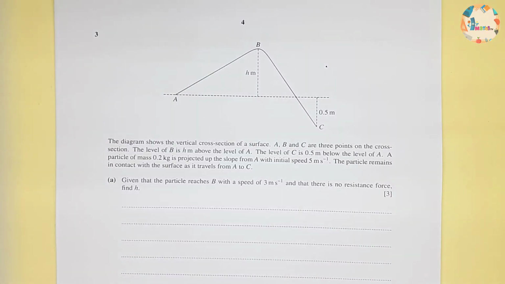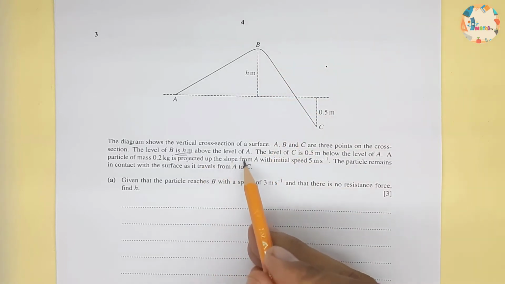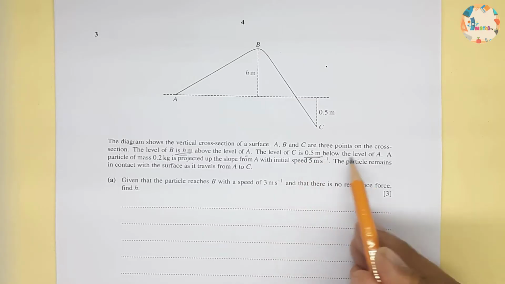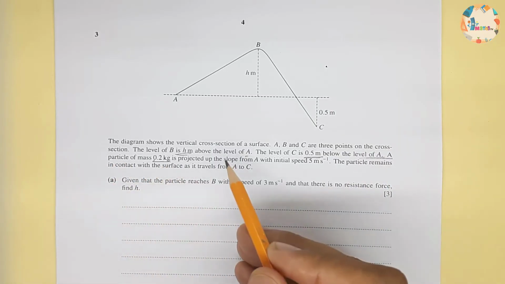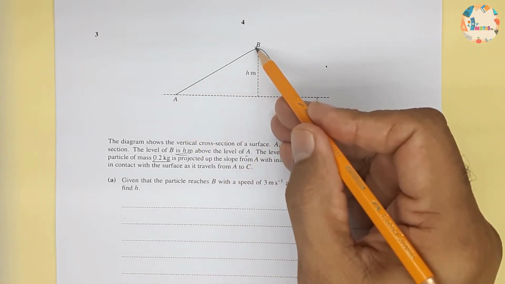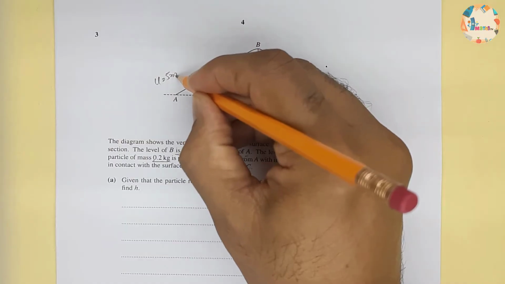Now question number 3, the diagram shows a vertical cross section of a surface ABC. ABC are 3 points on the cross section. The level of B is h meters, this is h meters height above the level of A. So this height is h meters. The level of C is 0.5 meters below A. A particle of mass 0.2 kg is projected up the slope from A with the initial speed of 5 meters per second.